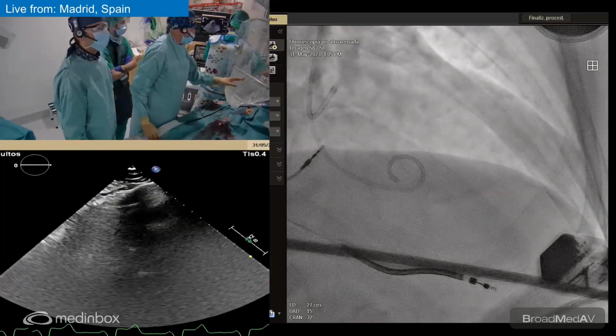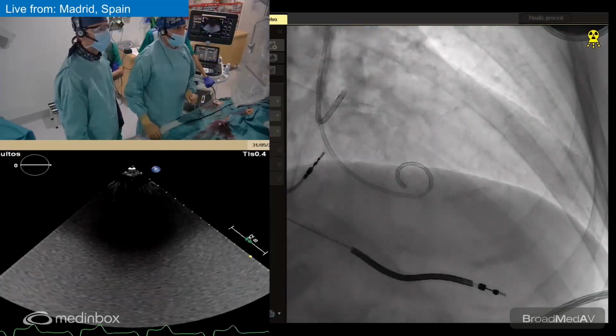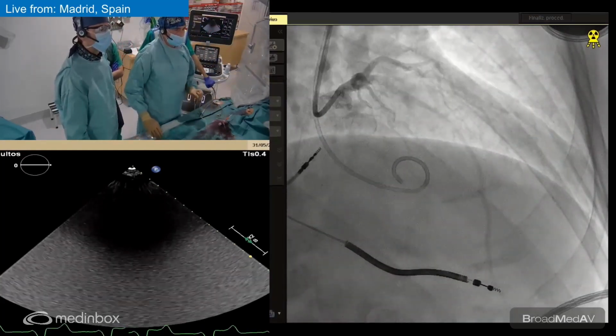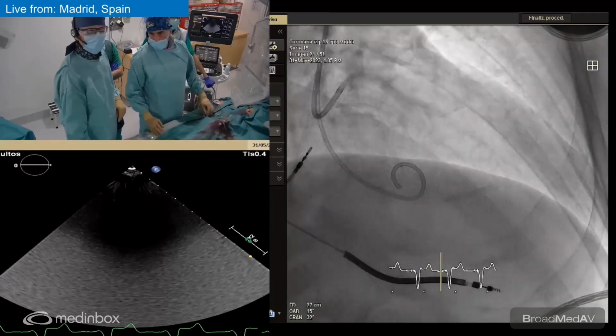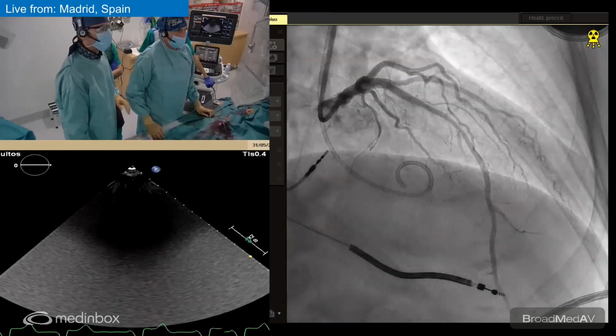Perdona, Silvia. No, perdón. Que vamos a hacer una y acabamos. No te radies el brazo, ¿vale? Probably there is water in the. I can repeat. Okay.